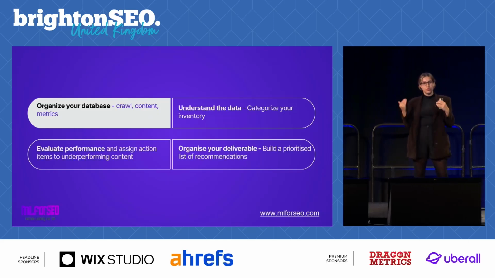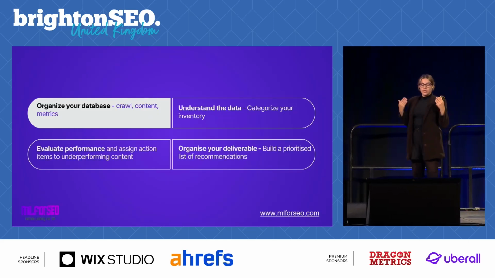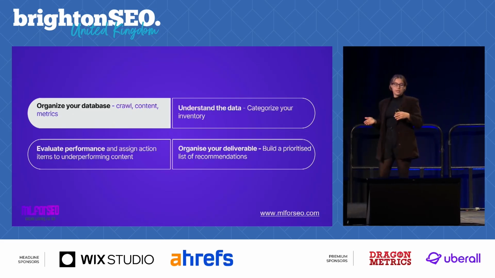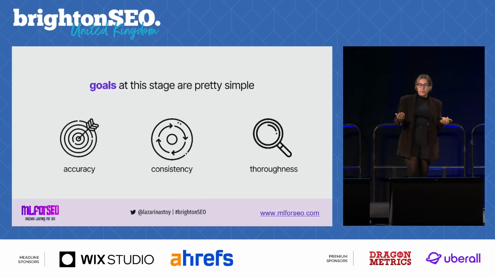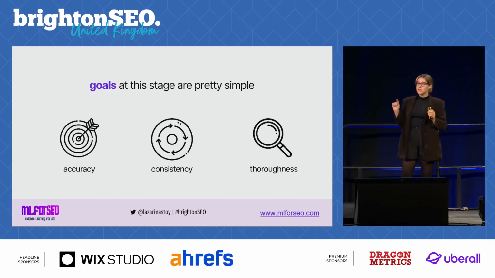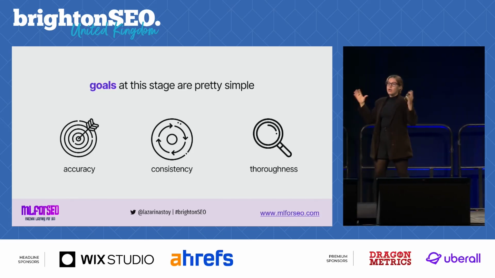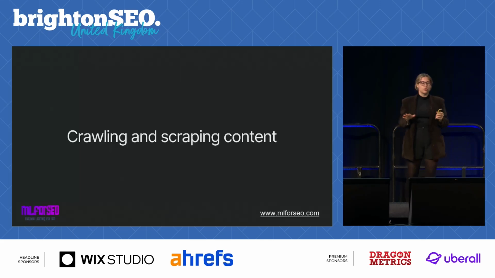So we're going to go through the same steps, starting with organizing your database. You need to crawl, you need to get the content, you need to get associated metrics with that content. How do we do that? The goals at this stage are extremely simple. You need accuracy, consistency, and thoroughness in the way that you collect this data and bring it together in your database, whatever the platform you choose.